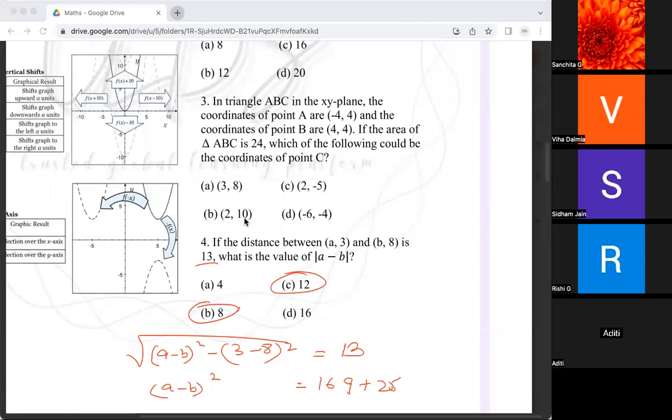So my answer, I can just take the square root of it. Okay, 144 over here. Wait, it's 169 minus, right? Correct. It's minus. So this has to be minus. So 169 minus 25 is 144. Under root 144 is 12.